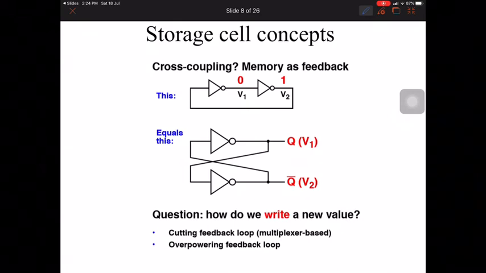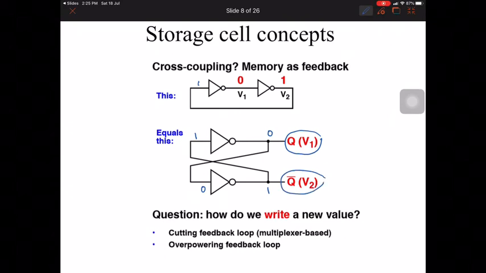This is known as cross coupling, and the memory acts as a feedback. So this one is a 1, 0 and a 1, and it goes feedback. If you have a connection like this, it is the same. Here you have a 1, this will be a 0, this 0 will come into the second inverter here, and this will have an output of 1. So the Q value will be 0 and the Q bar value will be 1.